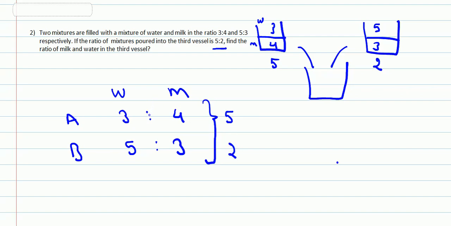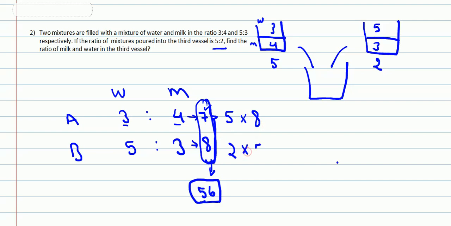Now again what we are going to do is add these numbers, that is 7, and this is similarly 8. Now the LCM of these two numbers is 56. Now again we are supposed to find the number with which we can multiply in order to get 56. Here it will be 8, and in this case again it will be 7.